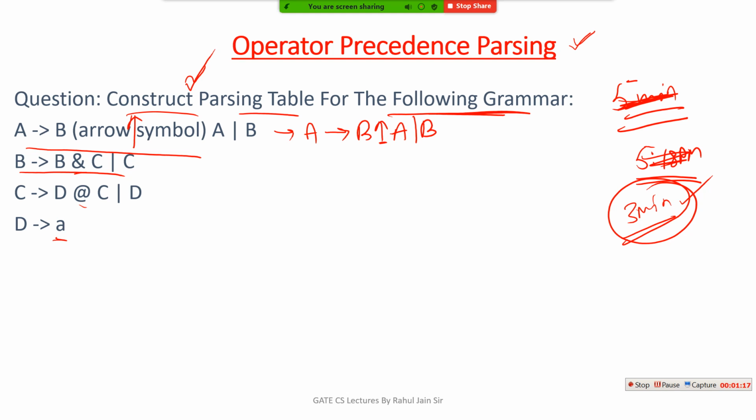So I am giving you 3 minutes. Check whether it is an operator grammar or not. If it is not an operator grammar, make it an operator grammar, and then construct the parsing table for it.